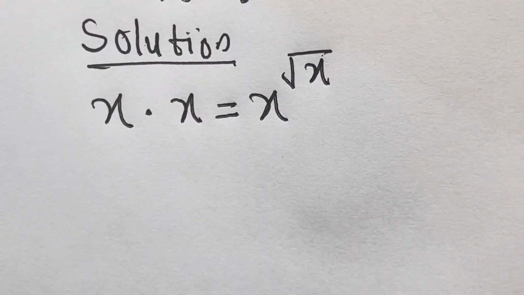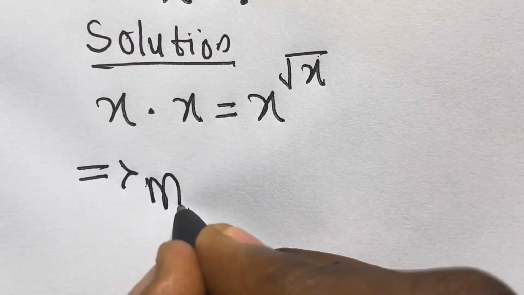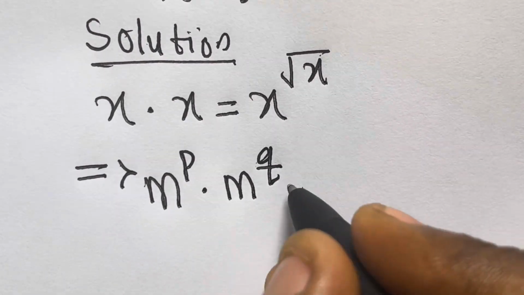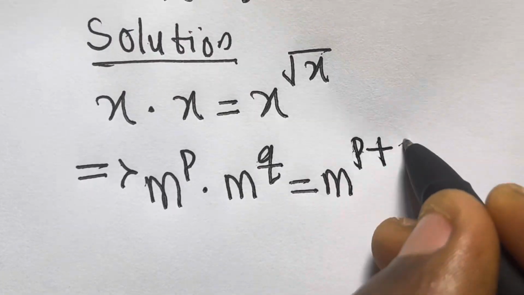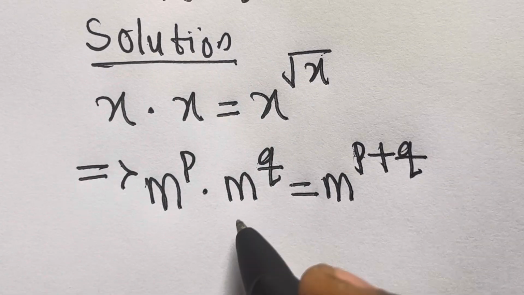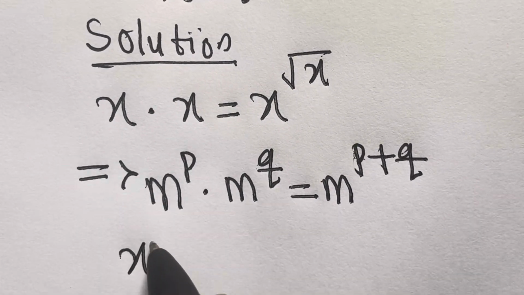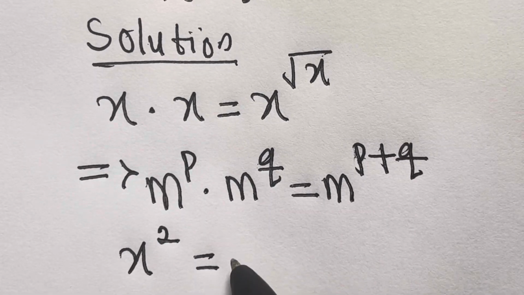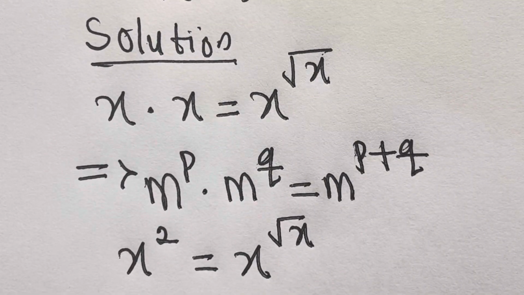So from here, let's recall that if you have m raised to power p times m raised to power q, this equals m raised to power p plus q. So this x times x will give us x squared, right, equals x raised to power square root of x, right?